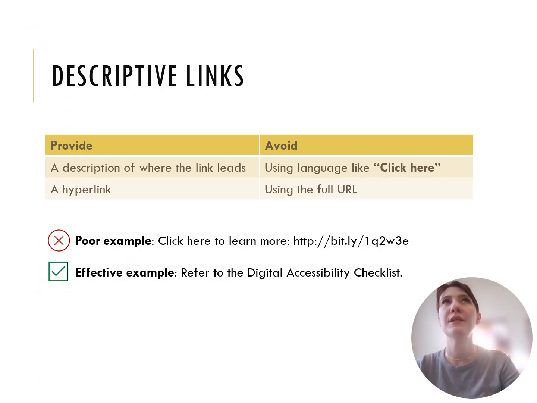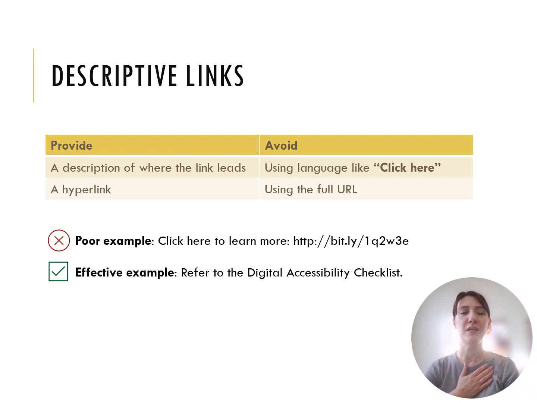One of the cardinal accessibility sins is using a raw link, or just copying and pasting, like the poor example shows, the HTTP and various letters, symbols, gibberish that follows, right? We instead want to have descriptive hyperlinks. And so in order for a link to be descriptive, we need people to know what they're going to experience if they click on it.